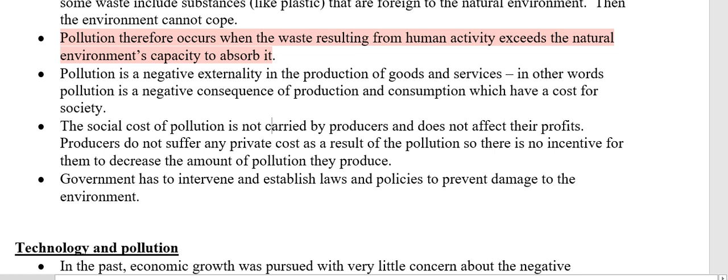Now, pollution, we've spoken about negative externalities before. Obviously, pollution is a negative externality that goes hand in hand with the production of goods and services. Basically, this means that pollution is an unfortunate negative consequence of our production and consumption. In any production process, there's a certain amount of pollution that will be caused. When we burn stuff, we're going to cause air pollution. If we are dumping dangerous chemicals, we are going to cause pollution.